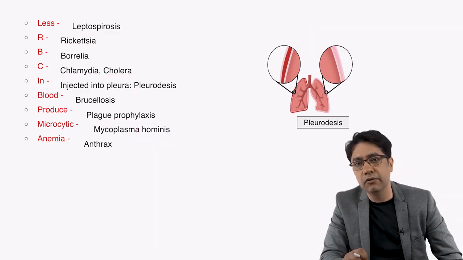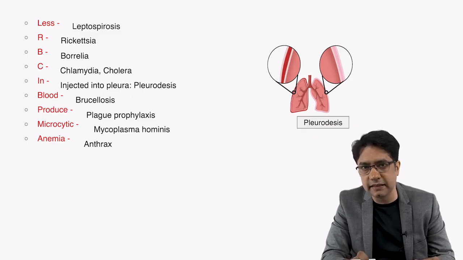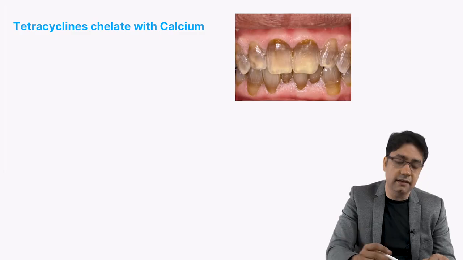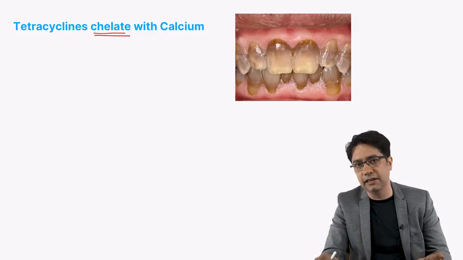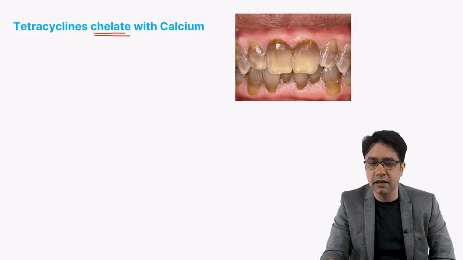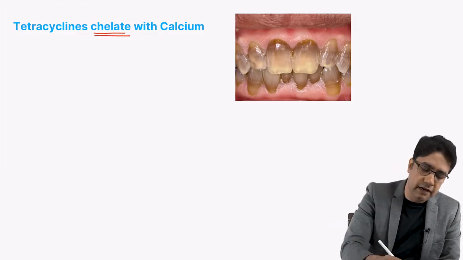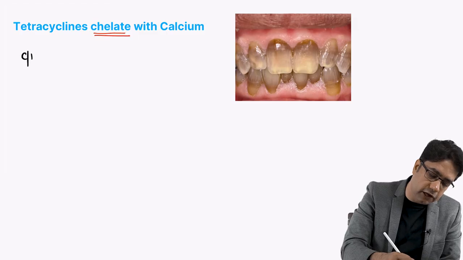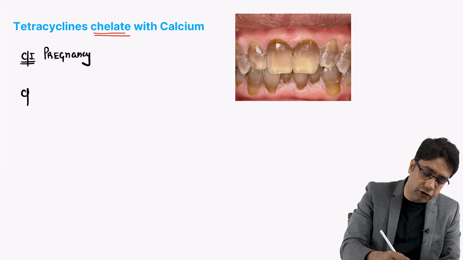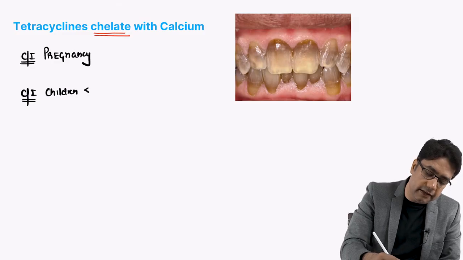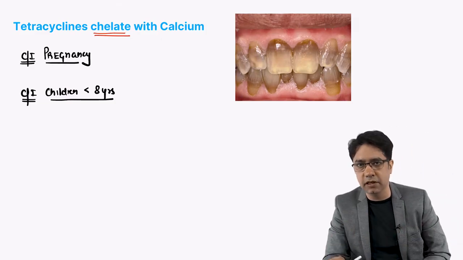So now let's talk about the adverse effects of tetracycline. Remember, tetracyclines, they love calcium. They chelate or bind with calcium inside the body, wherever the calcium is present. Because of this reason, first point, tetracyclines are absolutely contraindicated in pregnancy. Tetracyclines are absolutely contraindicated in children less than 8 years of age. We don't give tetracycline like doxycycline, minocycline.